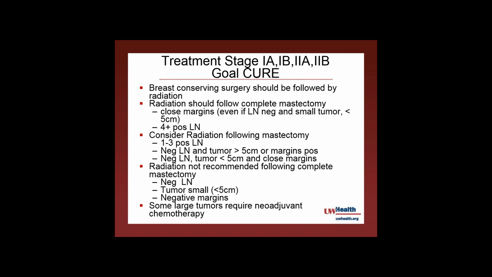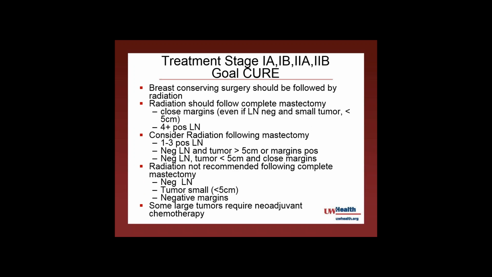So now we're going on to what's also called early stage disease. And that's stage 1A, 1B, 2A, or 2B. The goal of treatment for this is cure. Breast conserving surgery or lumpectomy at this stage of disease is always followed by radiation.